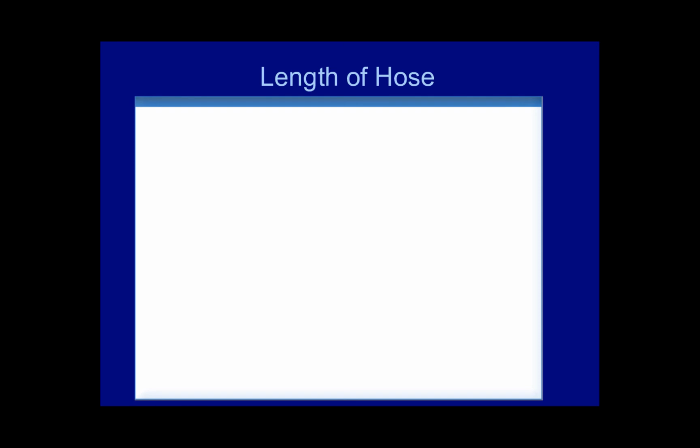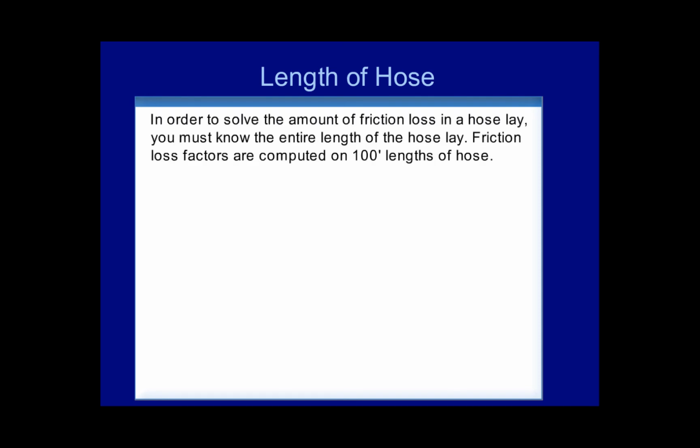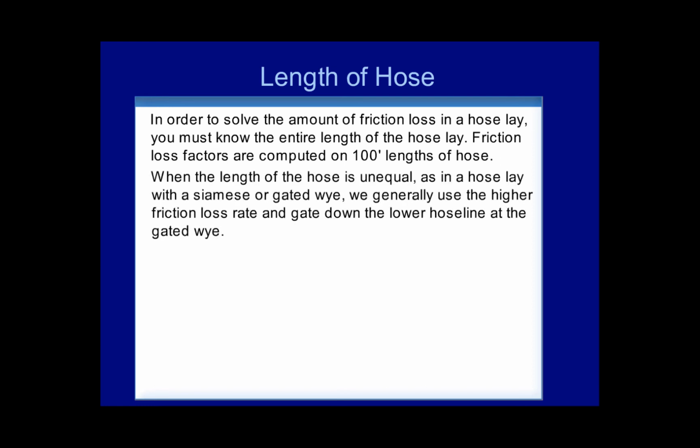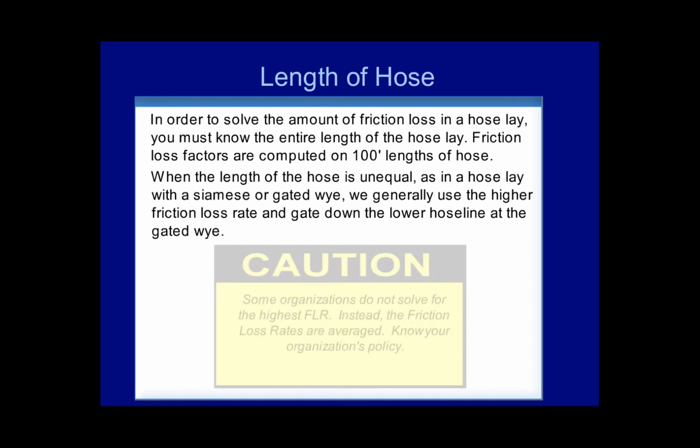Length of hose. In order to solve the amount of friction loss in a hose lay, you must know the entire length of the hose lay. Friction loss factors are computed on 100-foot lengths of hose. When the length of the hose is unequal, as in a hose lay with a Siamese or gated Y, we generally use the higher friction loss rate and gate down the lower hose line at the gated Y.